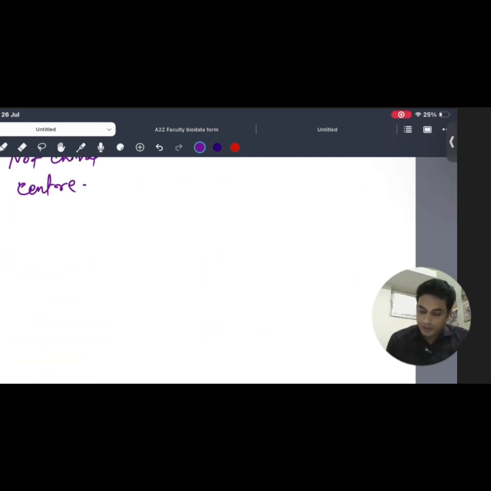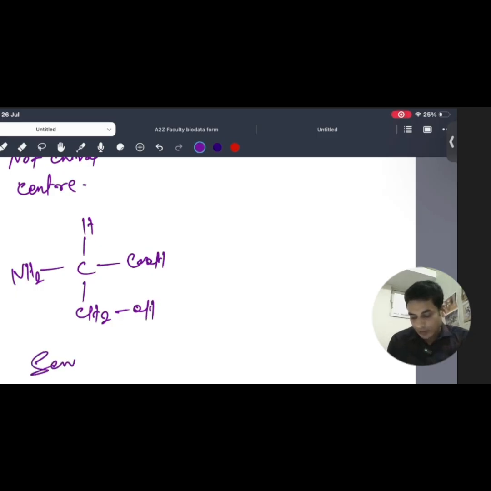Suppose I draw a third amino acid here, with three groups: COOH, amino group NH2, and hydrogen. If the fourth group is CH2OH, then this amino acid is known as serine, because it has an alcoholic group. There are different types of amino acids, a total of 20, distinguished only on the basis of the R group. I will discuss this further in the next video lecture.